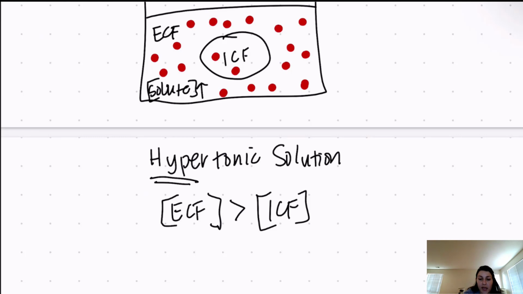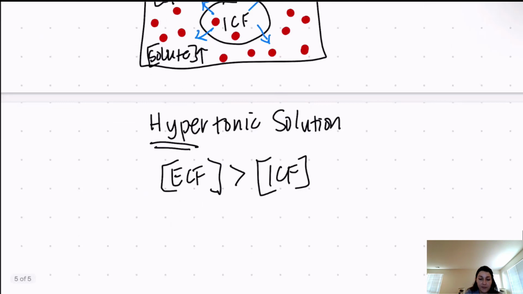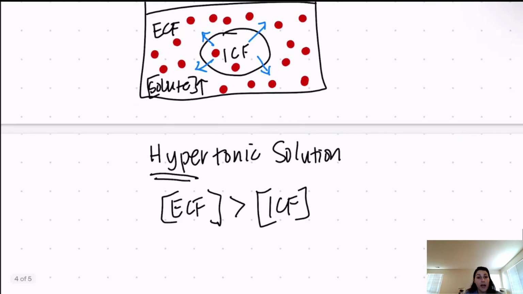So water wants to go outside of the cell and say, okay, you need to be more diluted outside of the cell. So water is going to leave the cell in order to try to dilute that solution in the ECF. So water is going to leave the cell because water is going from a high concentration to a low concentration. There's lots of water inside the cell, less water outside the cell. And there's less water outside the cell because there's more solutes.